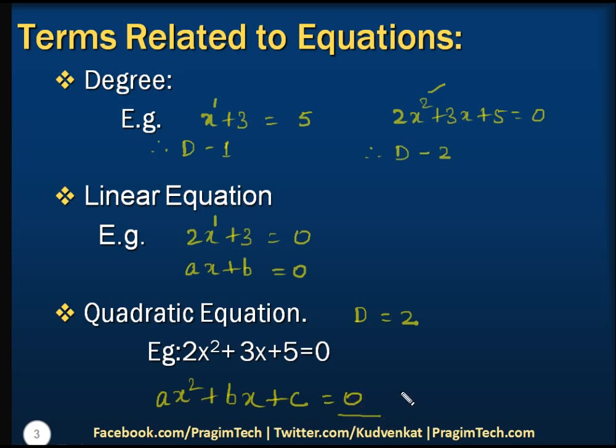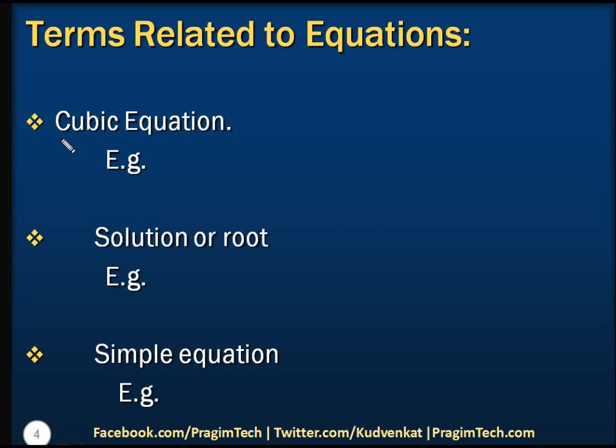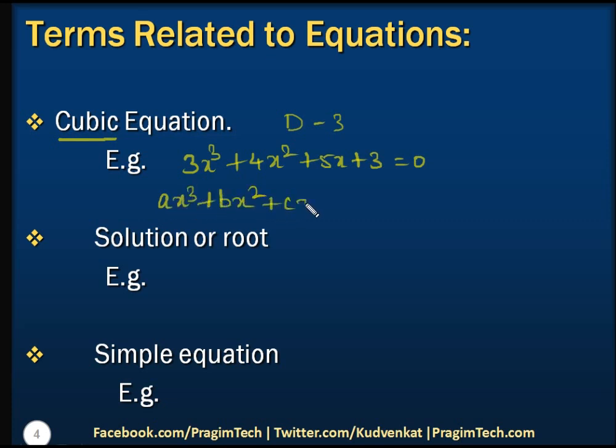Now let's see what is a cubic equation. The word cubic means power is 3. That is, when the variable degree is 3, such type of equation is known as a cubic equation. One example is 3x³ + 4x² + 5x + 3 = 0. Here degree, that is the highest power of the variable, is 3. So it is called a cubic equation. The general representation of a cubic equation is ax³ + bx² + cx + d = 0.